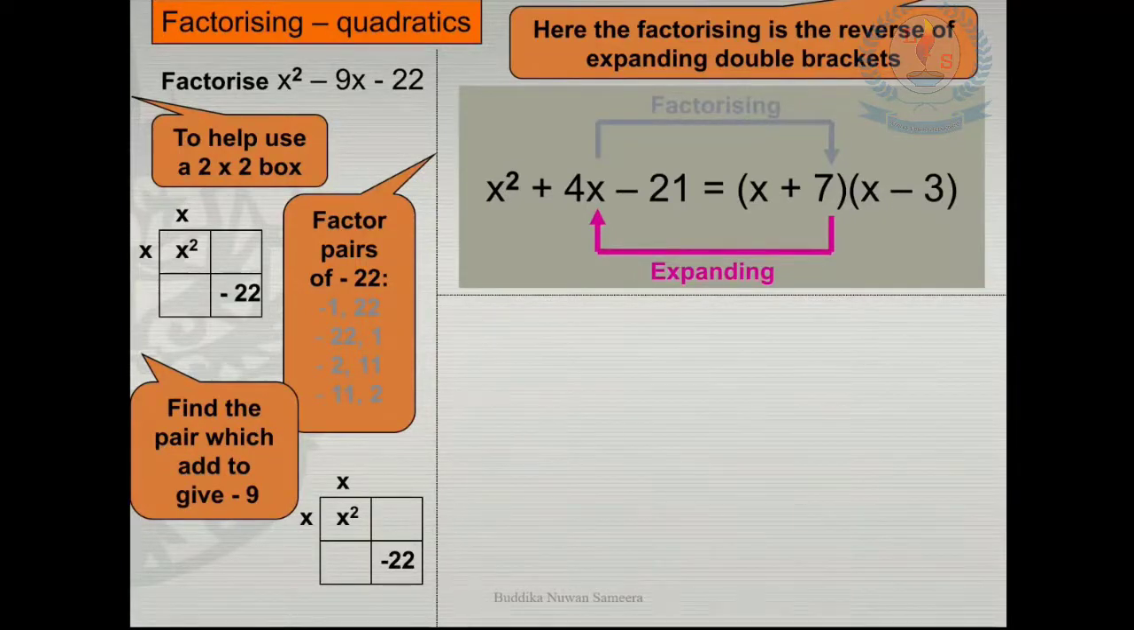So you can fill the box now. Minus 11 and plus 2. We know that when you add minus 11x plus 2x, the answer is minus 9x. So then your factors are x plus 2 and x minus 11. So the thing is, you have to choose the correct factors and put them in the brackets.